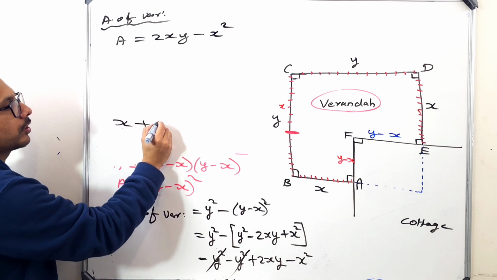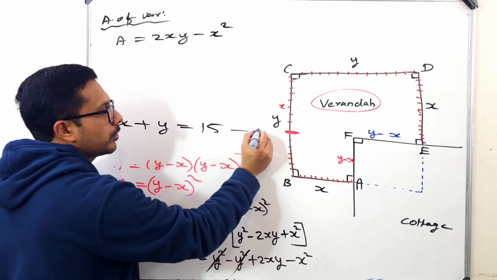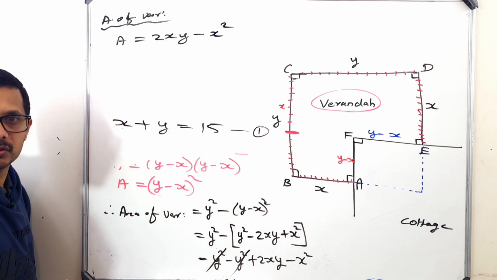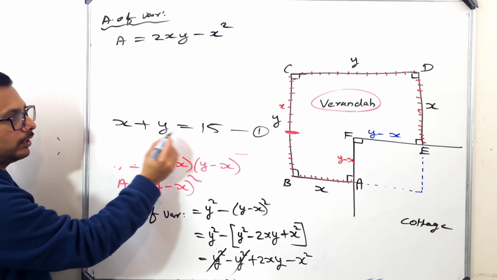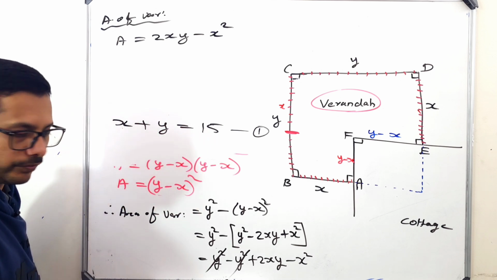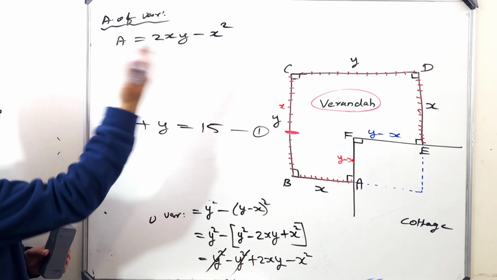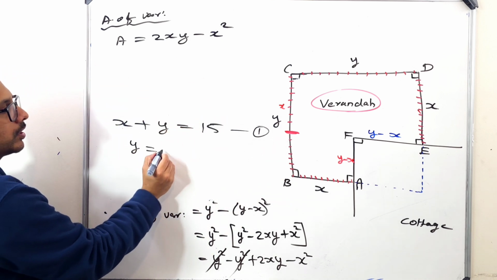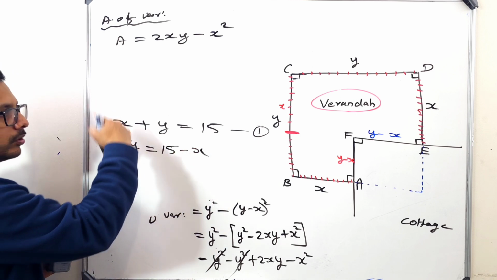Okay, so look at the previous equation we wrote here. Somewhere here we wrote x plus y is equal to 15. Do you remember? We called that equation number 1. So from there, what is the value of y we can write? How can we write the value of y? Take this x to the other side. So y is equal to 15 minus x. Am I right?